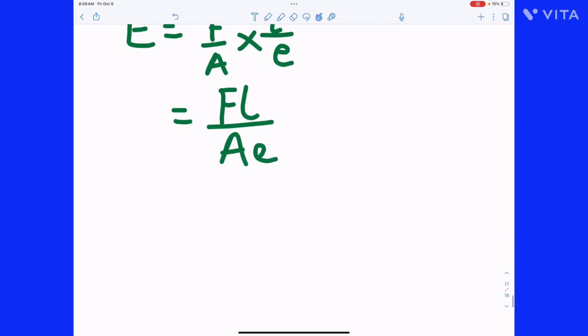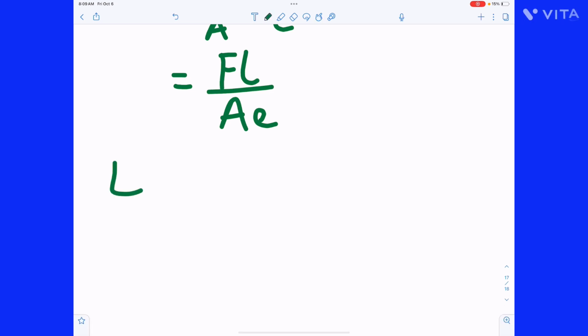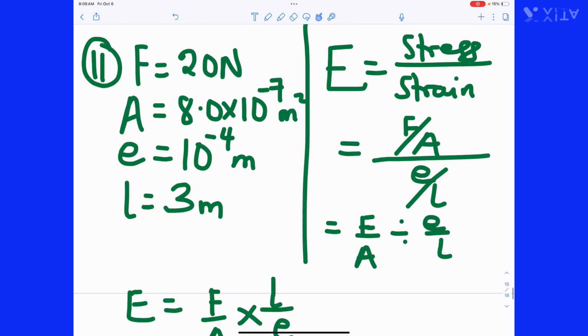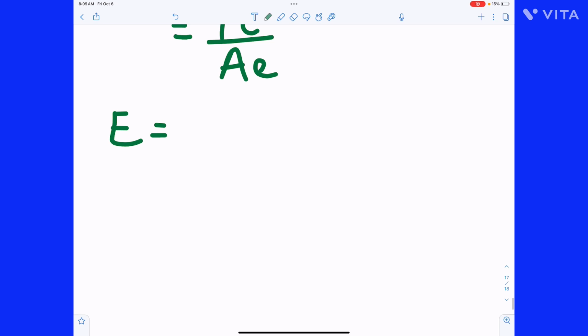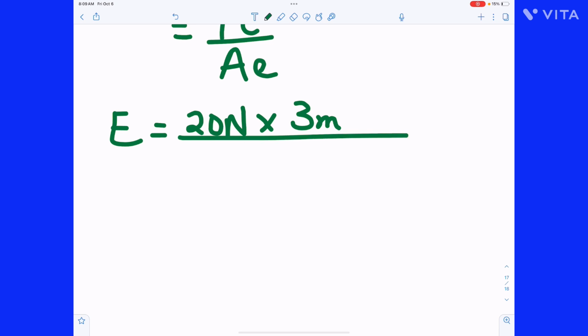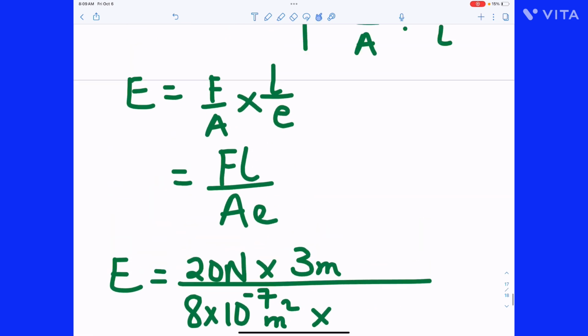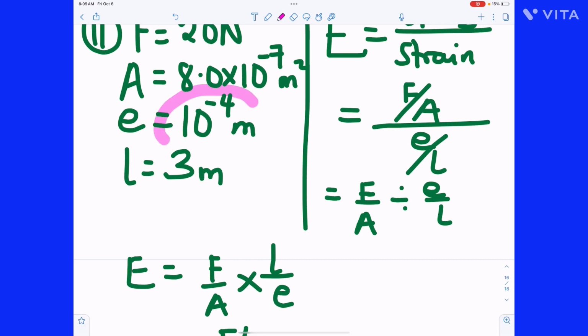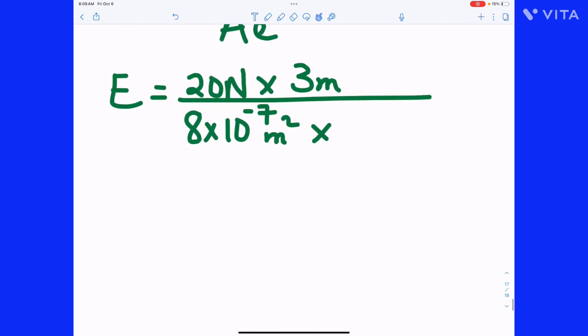So F, what's my F? Let's now find the Young's modulus. My F is 20 newtons. What's my L? 3 meters. What's my A? 8.0 times 10 raised to the power minus 7 meters squared. What's my extension? The extension produced is 10 raised to the power minus 4 meters. So I'll just go ahead and put the value 10 raised to the power minus 4 meters.